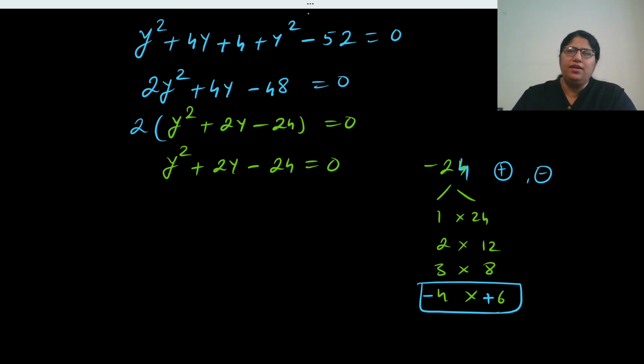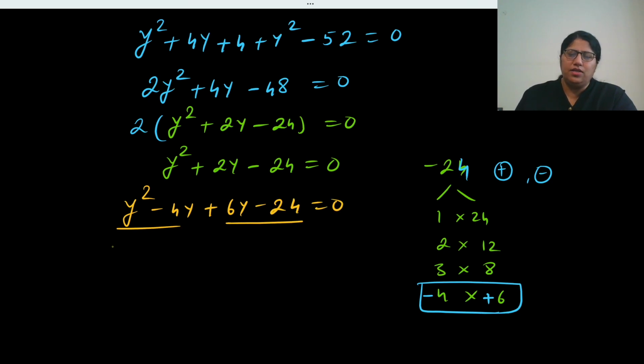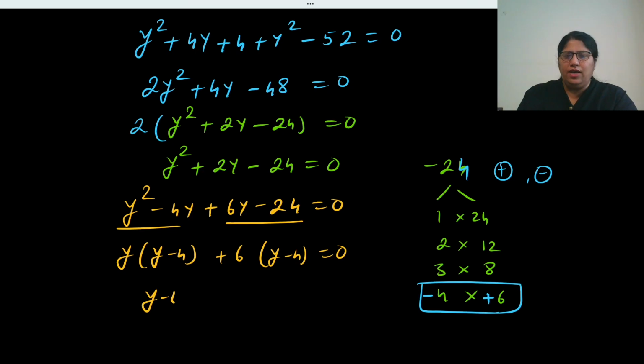So do splitting of the middle term here after this. How are we going to do it here? It is y square minus 4y plus 6y minus 24 is 0, and you can always cross check whether you are getting plus 2y or not. So y is common, and then plus 6, y minus 4 is 0, so you can take it here, y minus 4 times y plus 6 is 0.